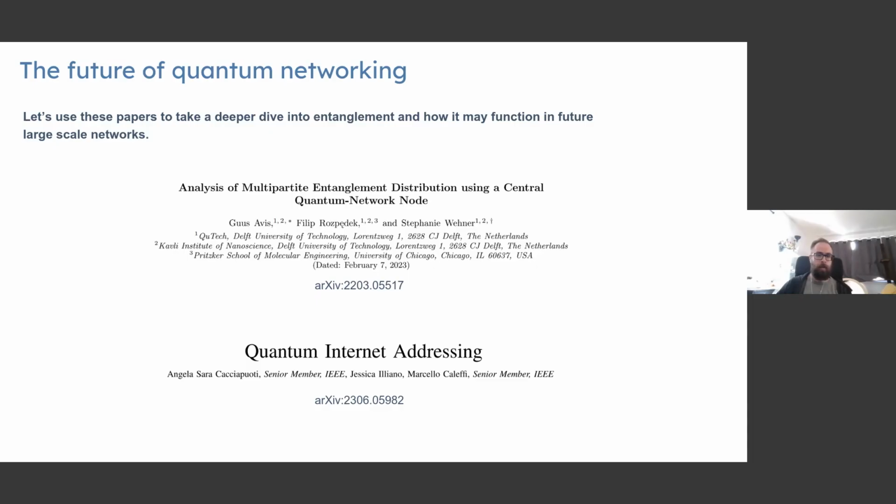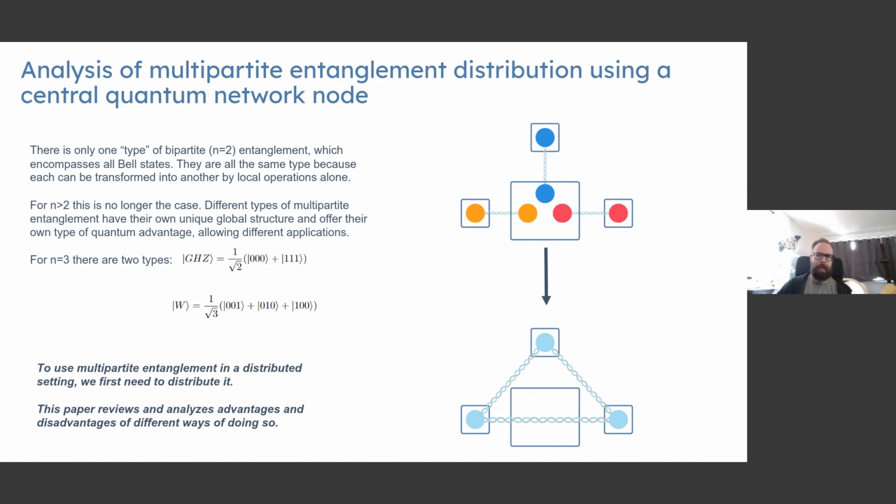To start, let me talk about the analysis of multipartite entanglement distribution using a central quantum network node. It's quite a mouthful, and I'm not going to be going into too many details of the analysis itself. Mostly, I want to use this paper as a way of discussing what multipartite entanglement is, and some ways that they analyze how we can actually go about distributing multipartite entanglement within a network setting.